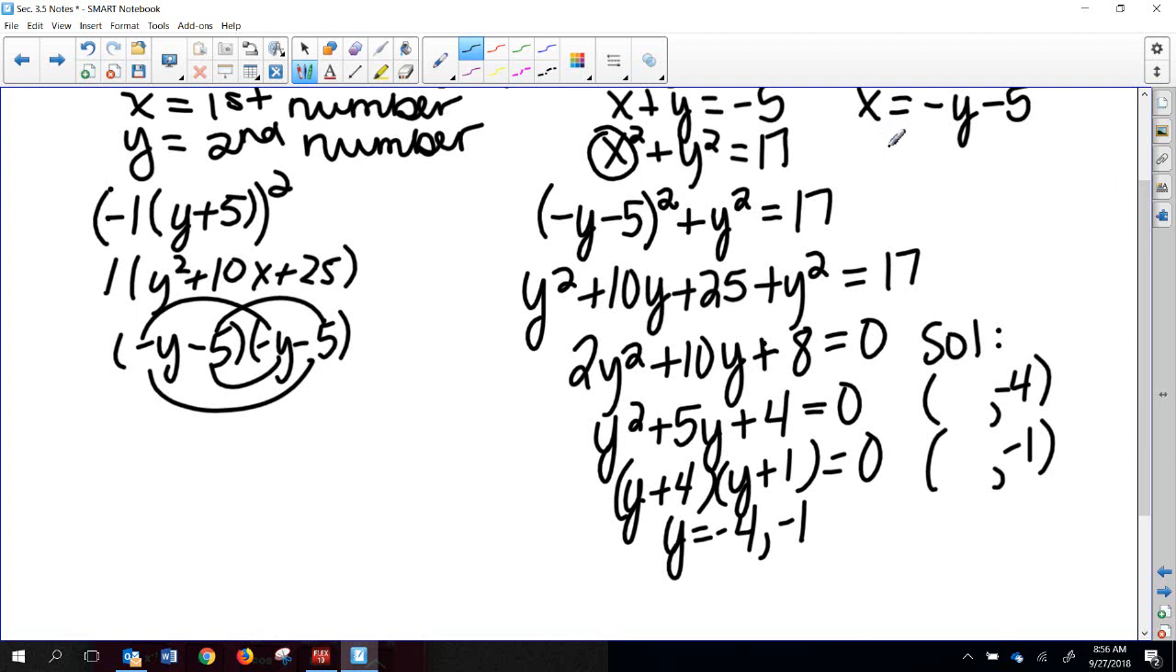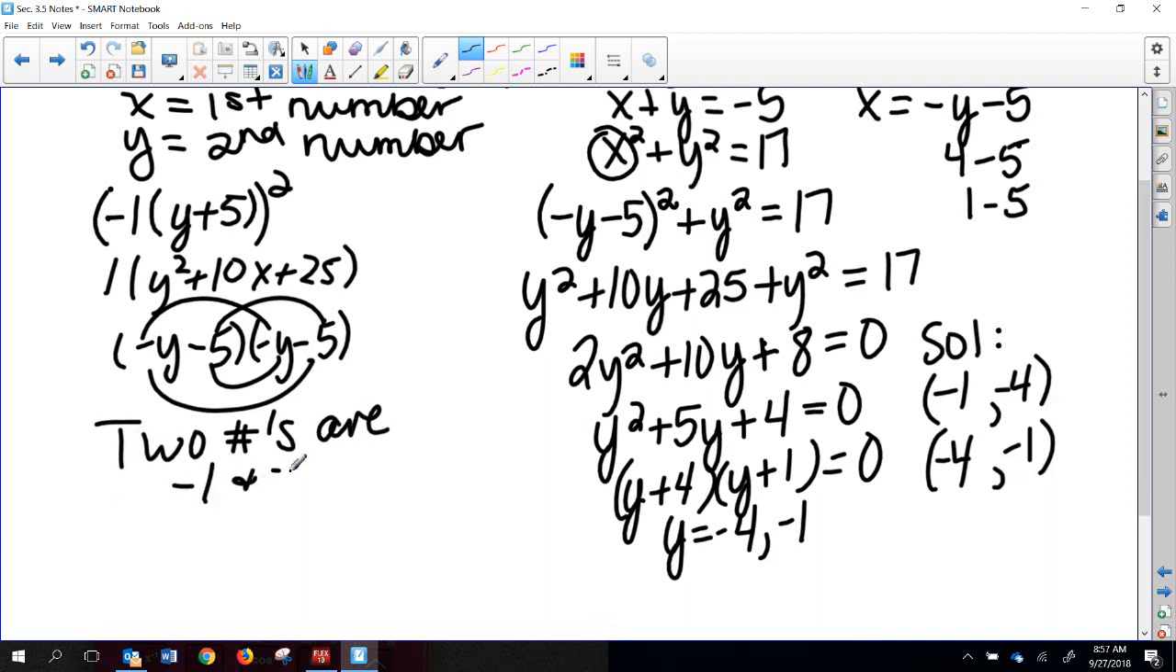Right. See how right here is telling me x is going to be -y minus 5? So if I plug in -4, I have -4, that's +4 minus 5. So that's going to give me -1. Plug in -1, -1, that's +1 minus 5, that's -4. To answer the question, do I really have to write these twice? No. The two numbers, the answers to my two numbers, are -1 and -4. It doesn't matter which one's the first number and which number is the second number.